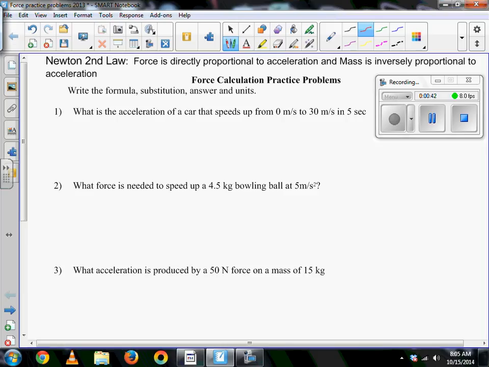Okay, that means that if one thing goes up, what happens to the other? Yeah, it goes up. So if force goes up, that means acceleration is also going to go up. So if I put more force on you, you're going to accelerate more. I have to unfreeze the screen so they can see it too. And then if mass goes up, if you weigh more, what happens to your acceleration? It goes down.